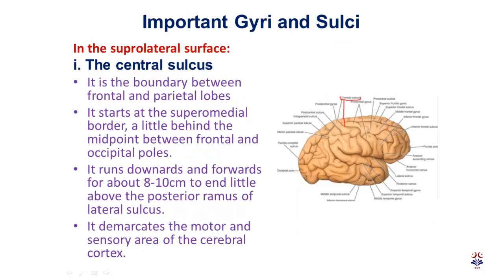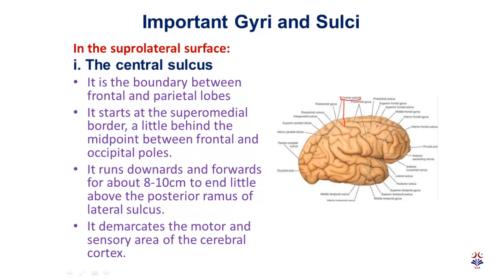Now we see the main sulci and gyri. This is the central sulcus. This is the boundary between frontal and parietal lobes, and it starts at the supromedial border. It starts a little behind the midpoint between frontal and occipital poles. It goes downward and forward and ends above the posterior ramus of the lateral sulcus.